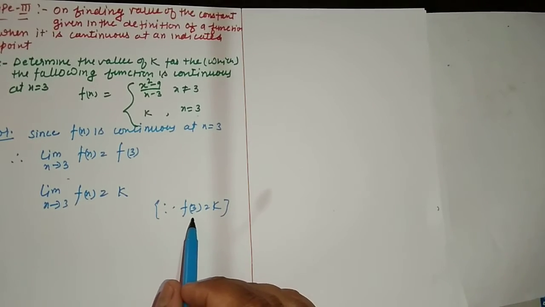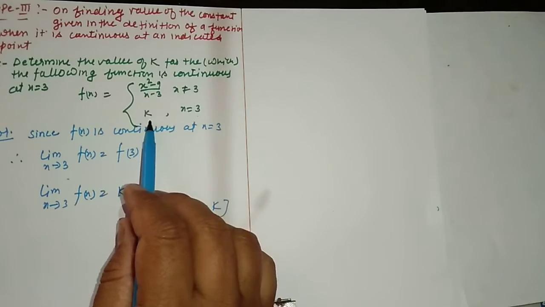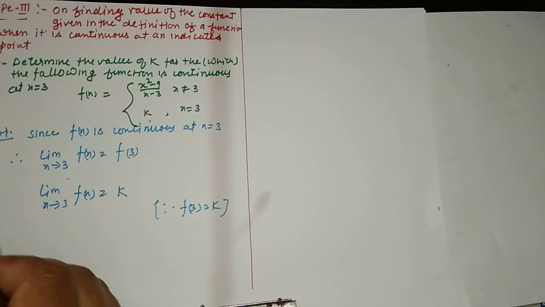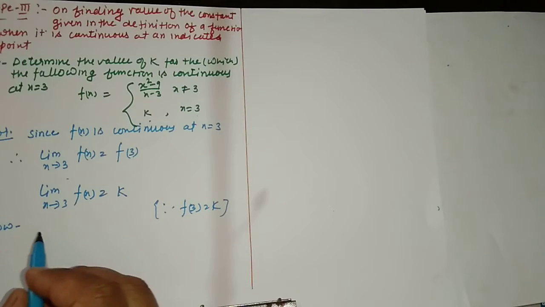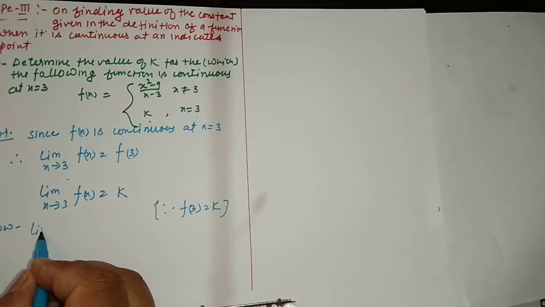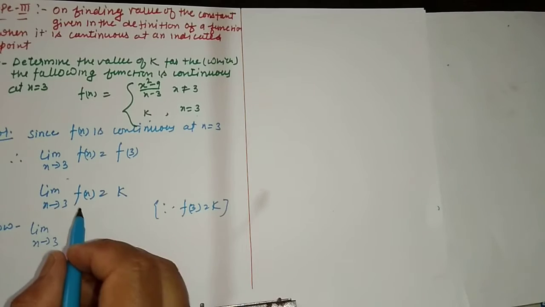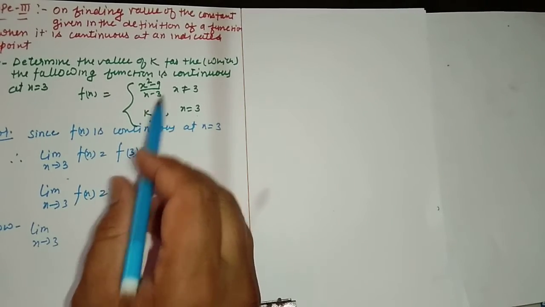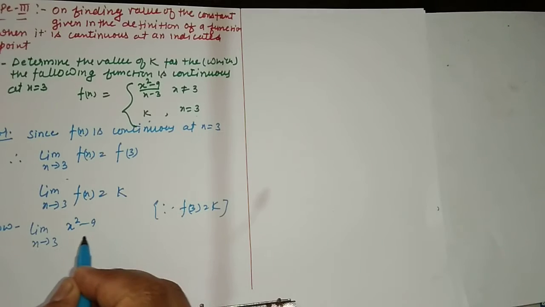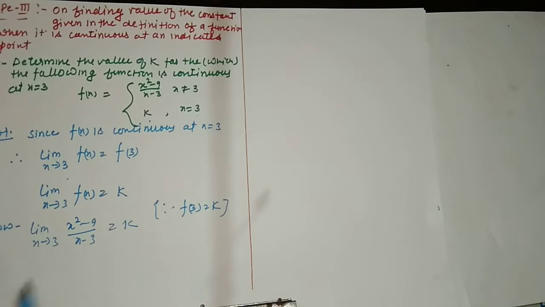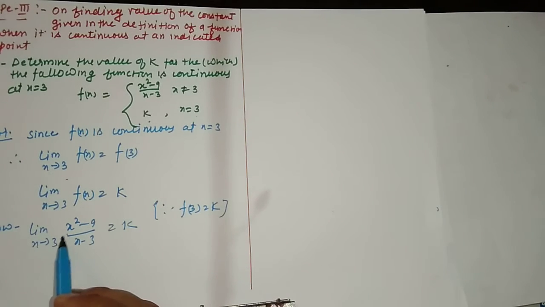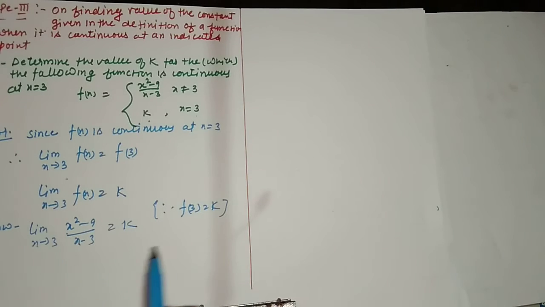Clear? What value of the function at 3 is given to us? k. Okay, now if the limit exists, we can write it as limit x tends to 3 f(x), which is given as x square minus 9 upon x minus 3, is equal to k. Clear? Put in the value of the function. Now if you put the value 3 in this case, we get the indeterminate form 0 by 0, so that we can solve this.